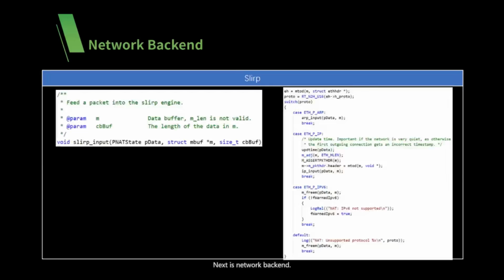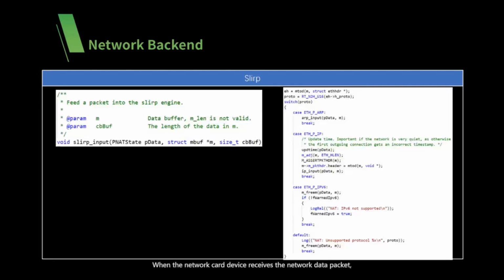Next is the network backend. As mentioned earlier, the network backend uses the slirp open source library. The slirp_input function is a state processing input function. The buffer parameter contains the network data to be sent. cbBuffer is the length of the data.